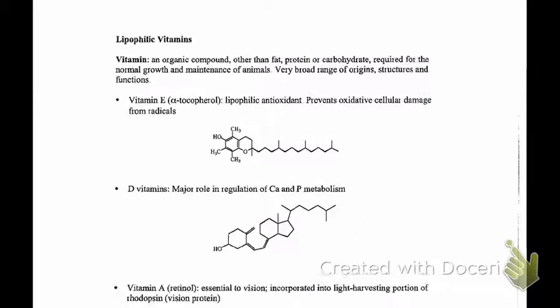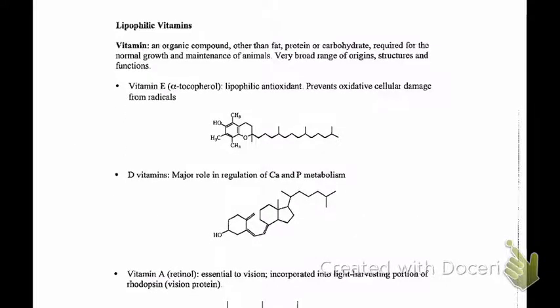So the last example we're going to be talking about are lipophilic vitamins. So this is a very generic class. This is really sort of a catch-all category. A vitamin is an organic compound that's not a fat, not a protein, not a carbohydrate, that's required for normal growth and maintenance of animals. So it's basically an organic compound that's not any of these other classifications that our bodies need.